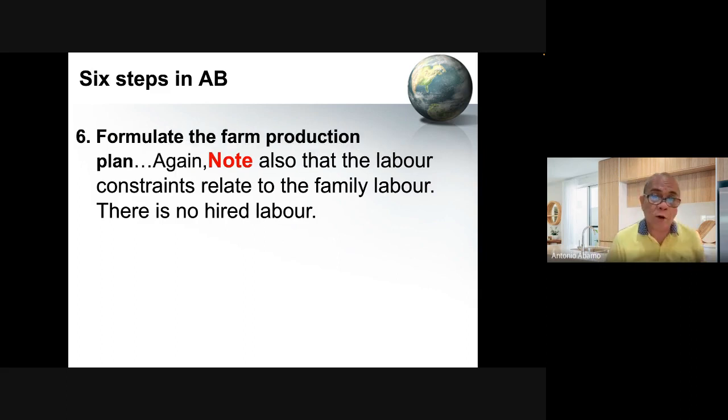Formulate the farm production plan. Labor constraint again relates to farm family labor.